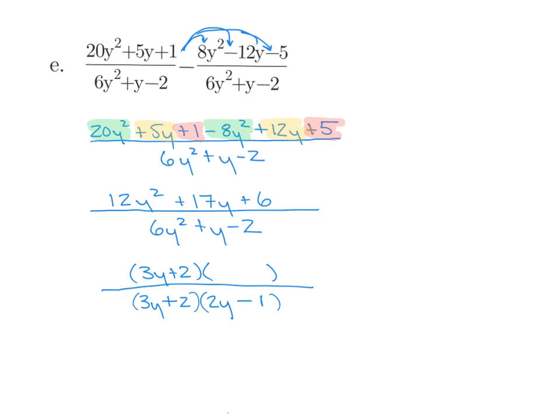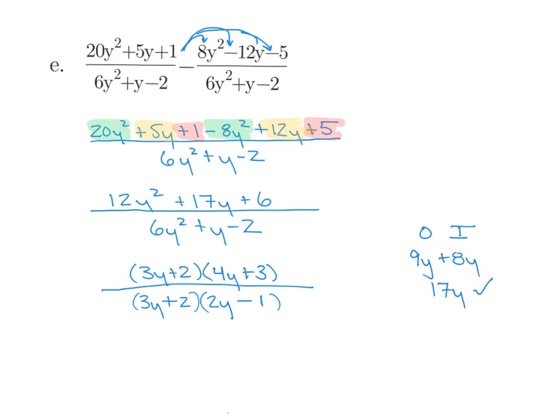If we go with 3y plus 2, we have 12y squared is equal to 3y times 4y. And we have positive 6 is equal to positive 2 times positive 3. If we do a quick check to make sure this is correct, outsides I get 3y times 3 is 9y. Insides, I get 2 times 4y is positive 8y, and that does in fact combine to 17y.